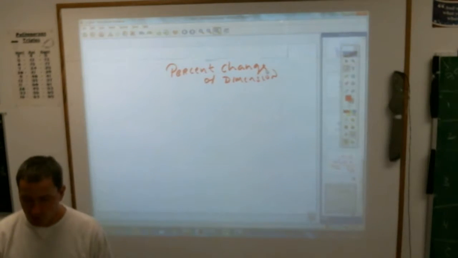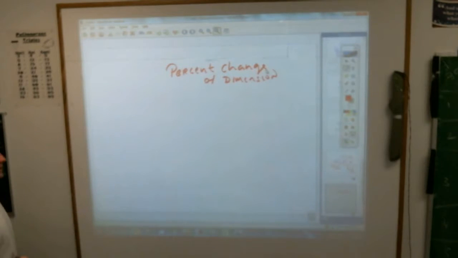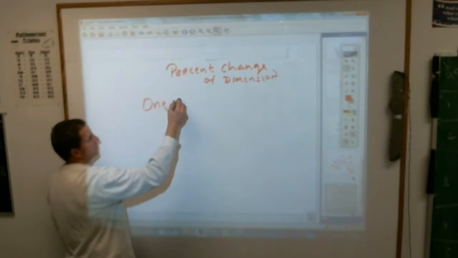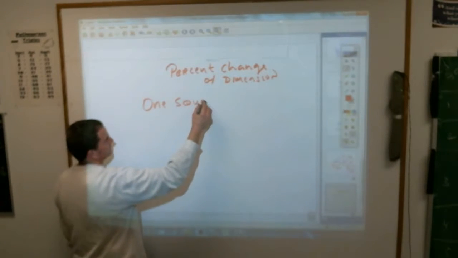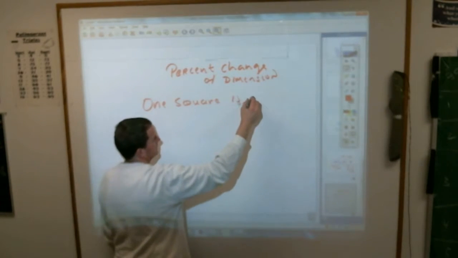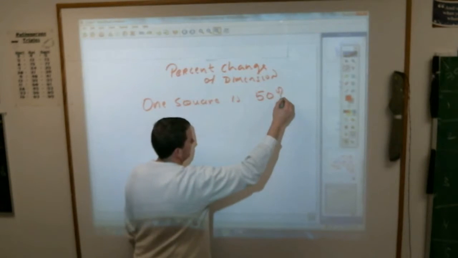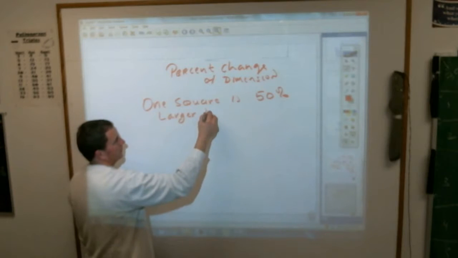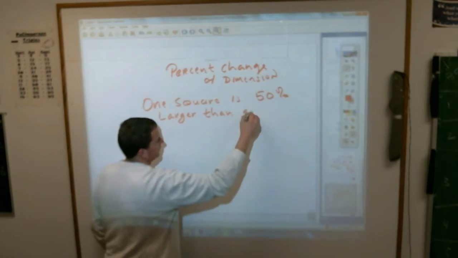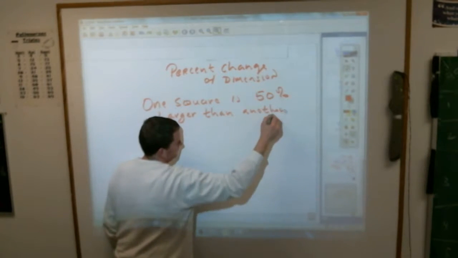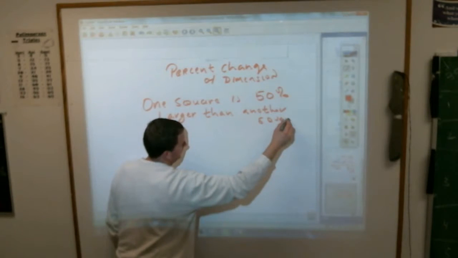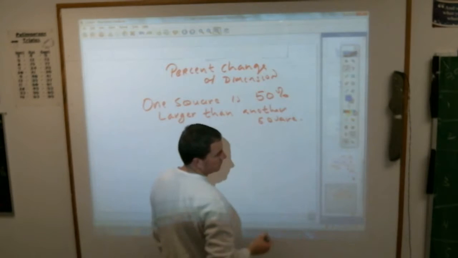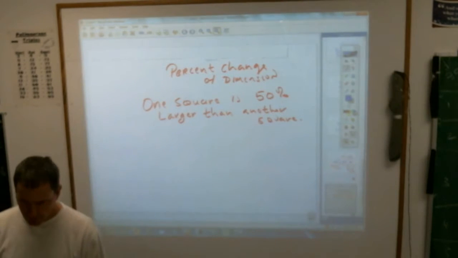Write this down. One square is 50% larger than another square. And we are going to answer these, that's a little factor. We're going to answer these 2 or 3 questions, 2 maybe.